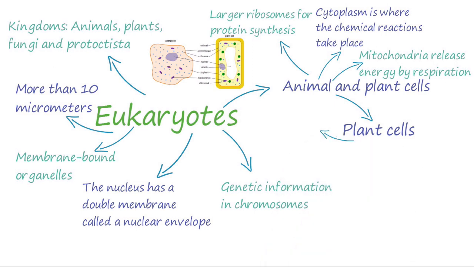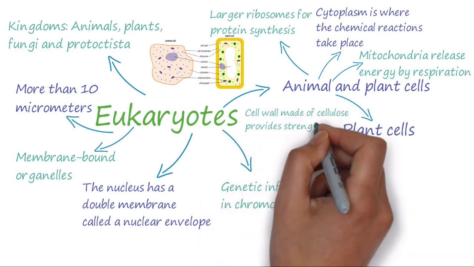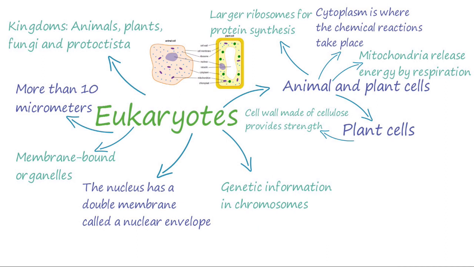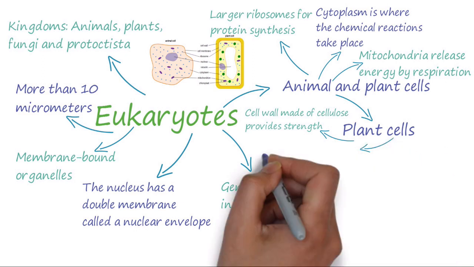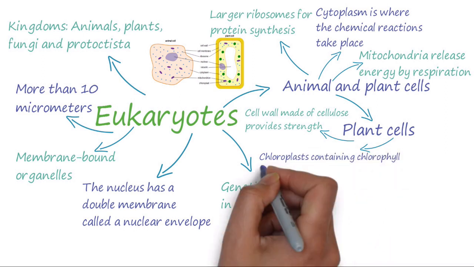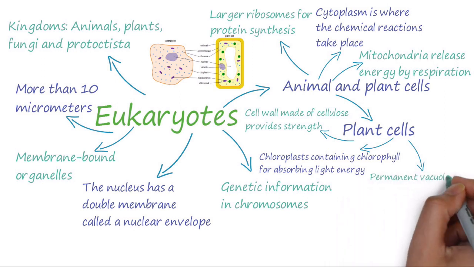However, plant cells also contain additional organelles as well as these. Plant cells, and algal cells for that matter, are surrounded by a cell wall providing strength to the cell. But unlike in bacterial cells, these cells are made of a substance called cellulose. Many plant cells also contain a chloroplast, containing the green substance chlorophyll, which absorbs light energy to be used to make food for the plant in photosynthesis.